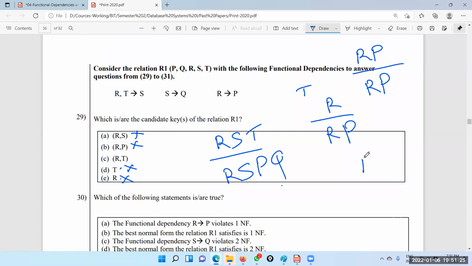What about RT? RT determines RT, and they say RT determines S, and S determines Q, and R determines P, R is there, so therefore R determines P. So now PQRST is there, so therefore the answer is C. Question 29, the answer is C. Anyone got the answer as C?